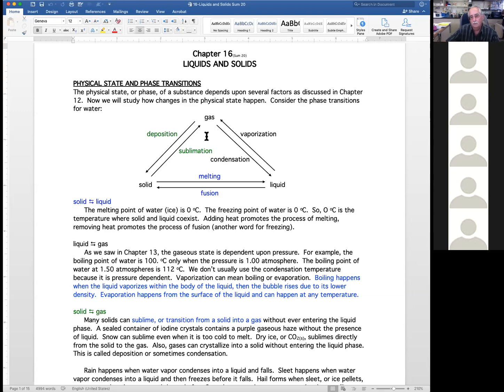And if you think about it, what is rain? Water vapor condensing into liquid. The liquid is more dense, then it falls down. Hail, from the gas to the liquid to the solid, and then it falls down. Snow is when you go directly from the gas to the solid in a crystallization thing, also known as deposition, and then it falls down.